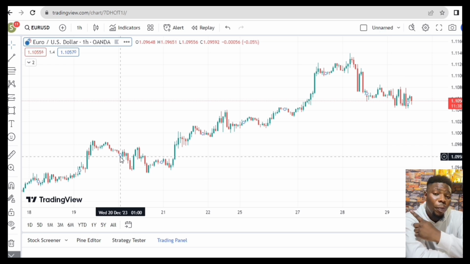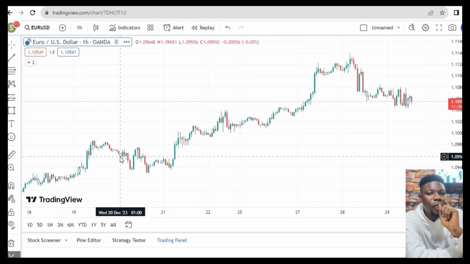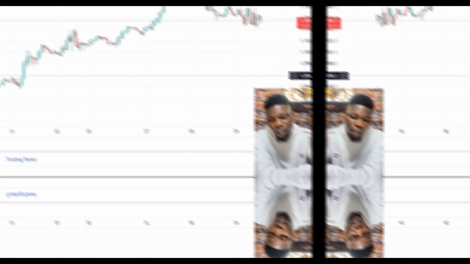So the second one on my playbook is how to trade the trend line break strategy. But before we go into that, the third one is very, very important, guys, and you don't want to miss that. So stick around and keep watching.